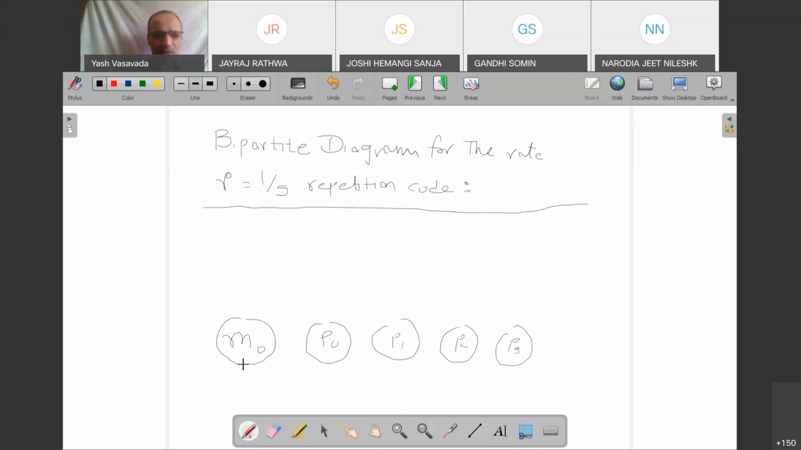And then this becomes the coded bits. So this becomes C0, this becomes C1. It's very much like what we drew earlier. This is C2, this is C3, and this is C4. Okay. So now the question for you is to tell me how to draw those S bits for this bipartite graph of the repetition code.